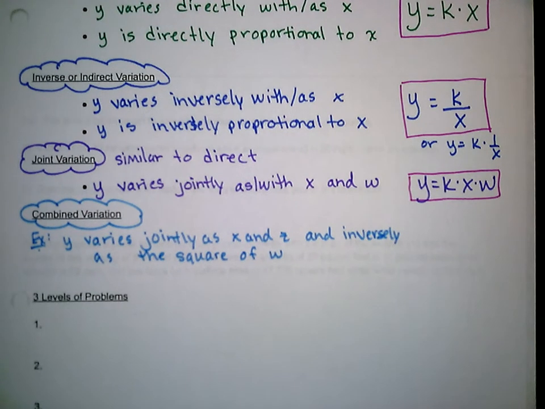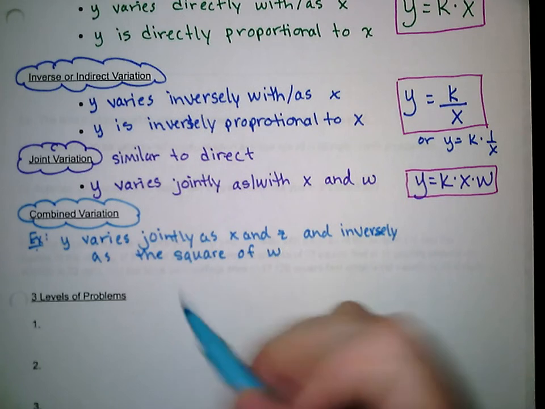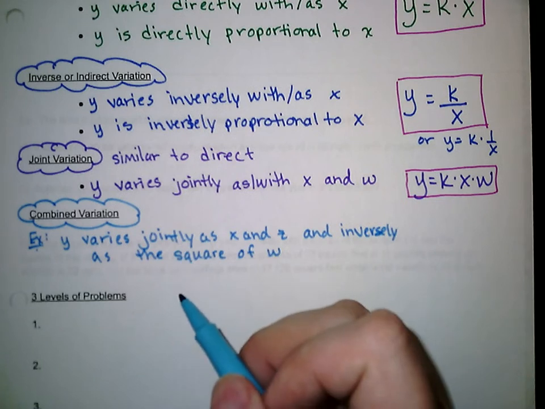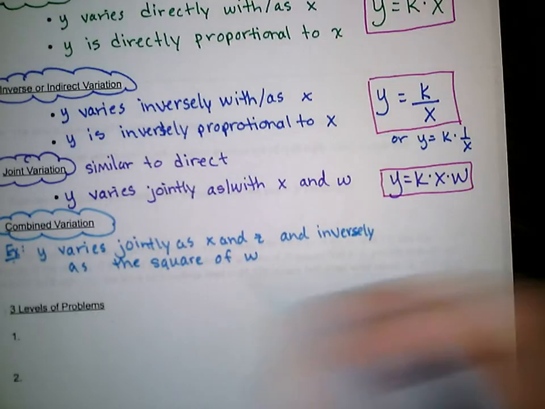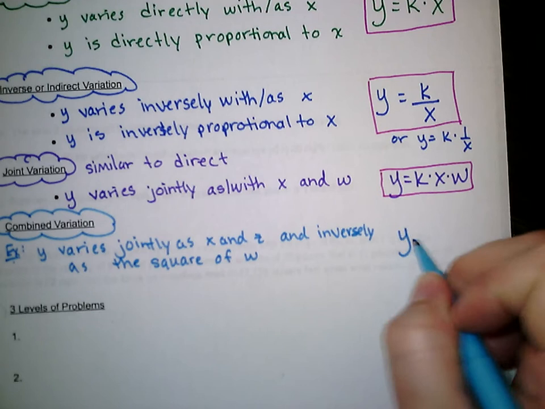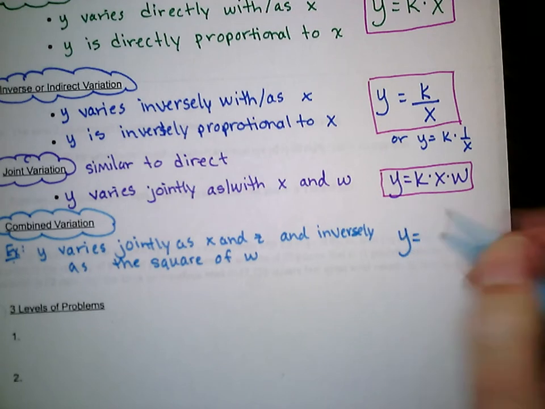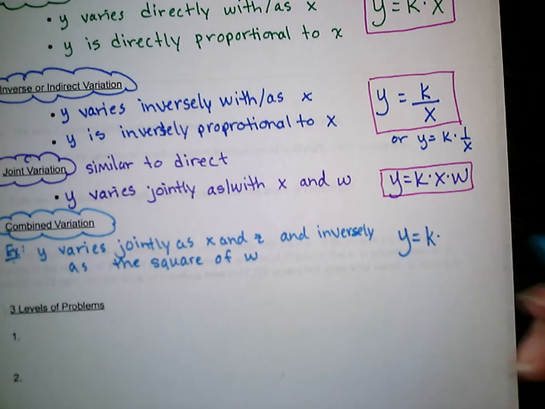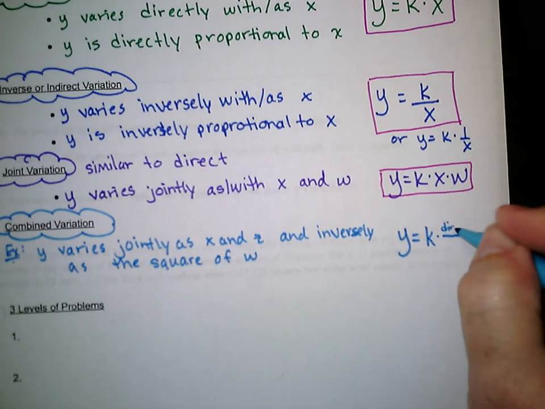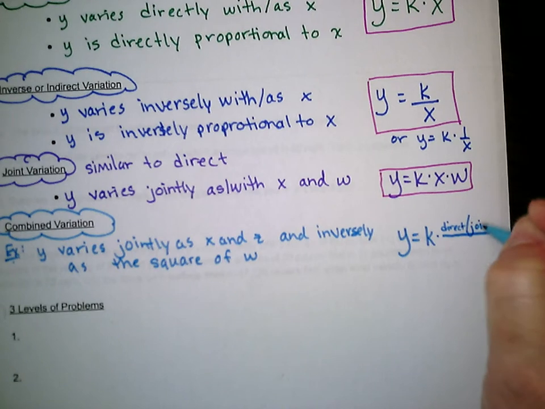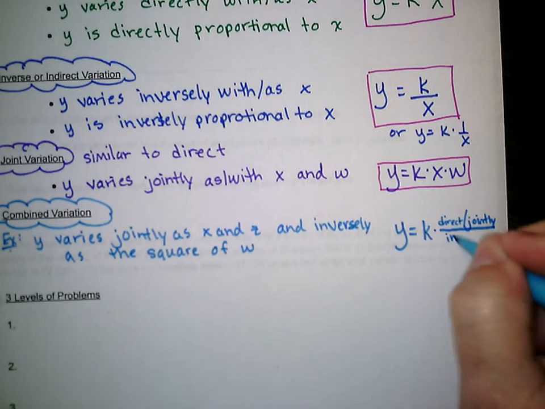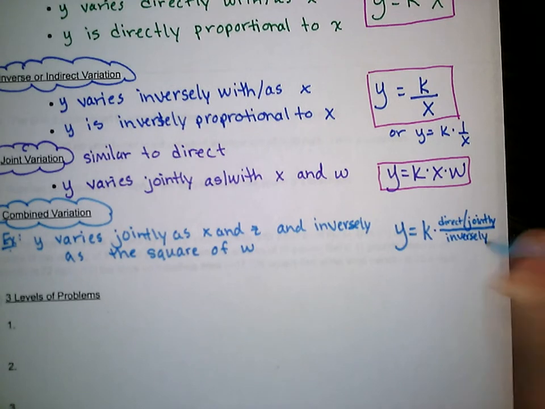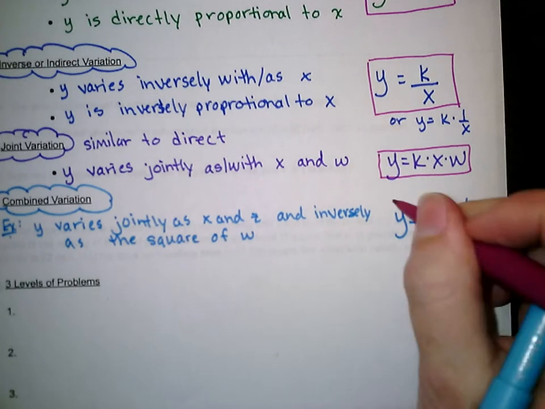So we're going to look for those key words, jointly, direct, indirect, inversely, all those words that we talked about up here already. So when we write our formula, it's going to be y equals, we're going to keep the k either in the numerator or out front of our fraction. Anything that says either direct or joint is going to go in the numerator, and anything that's either indirect or inversely is going to go in the denominator. So that's the general layout of our formula.